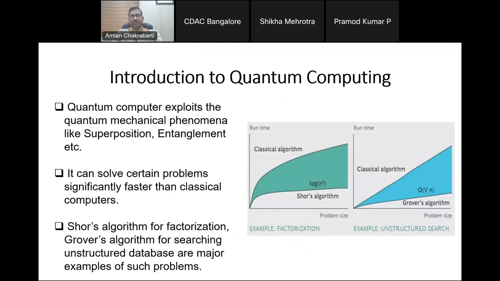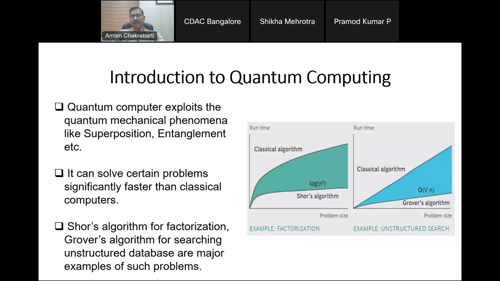So at the beginning, I just want to highlight why quantum computing is becoming so popular, right? We know that quantum computing, or rather quantum computers, exploits some of the phenomena which are there in the subatomic particles of matter, to do efficient computing. Now, these properties are like superposition, entanglement, and interference, which make this paradigm of computing very different from what we do in classical.